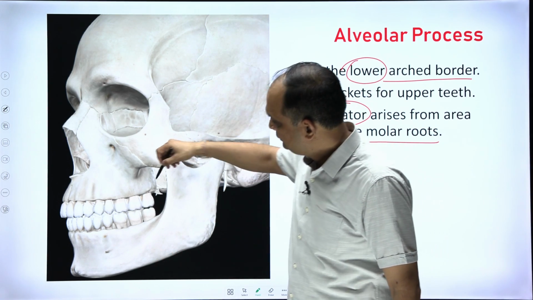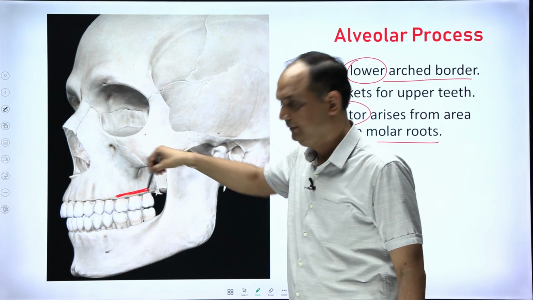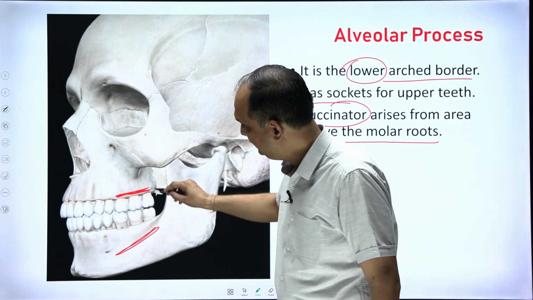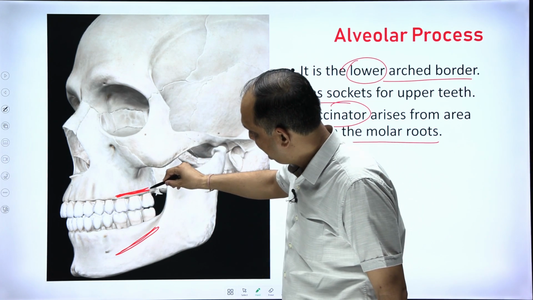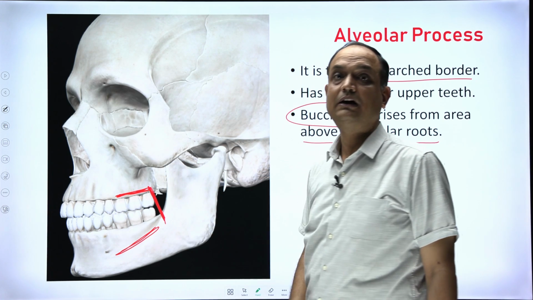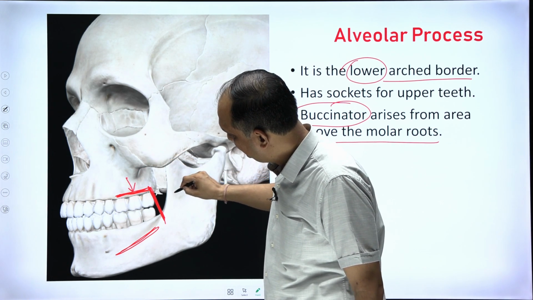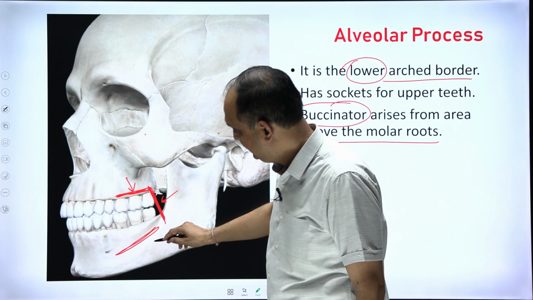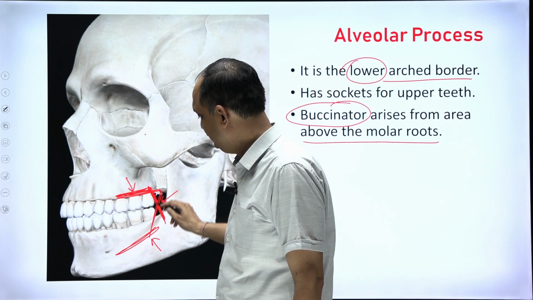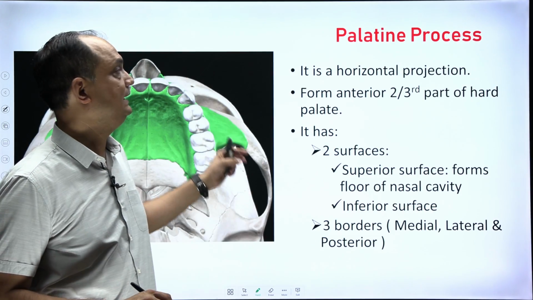So if you see this, these are the three molars, and above that you will have the origin of buccinator. Now if you see the origin of buccinator, you know that there is an origin here on the mandible. This is the origin from maxilla, and here you will have the origin on the pterygomandibular raphe. So you will have origin from maxilla, from pterygomandibular raphe, and from the mandible. In this way you will find this is the origin of buccinator. Clear? Now what is next is the palatine process.